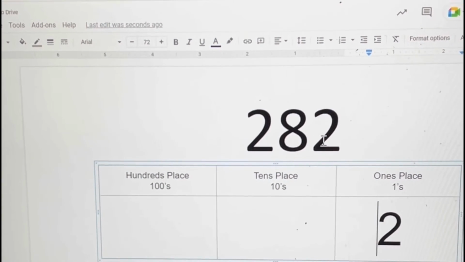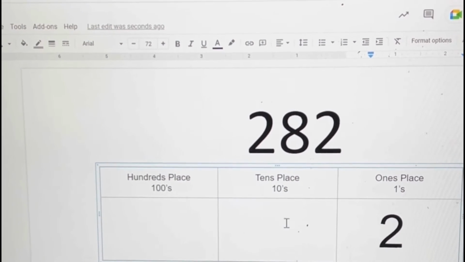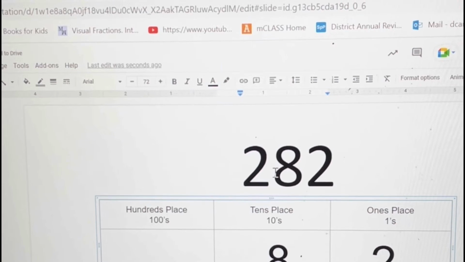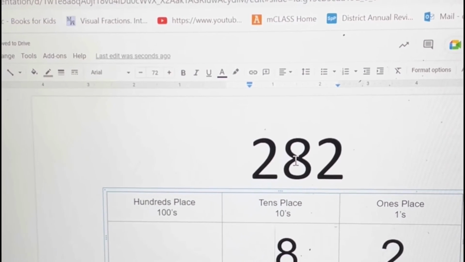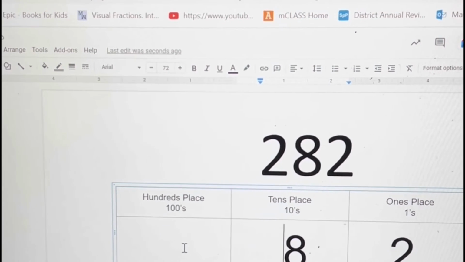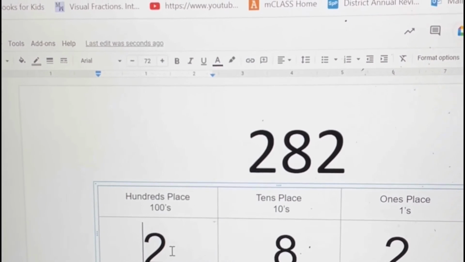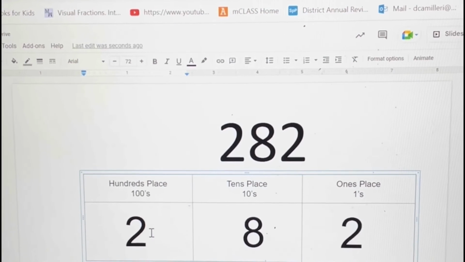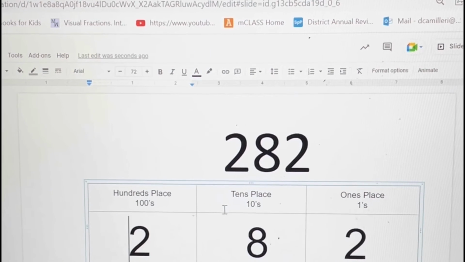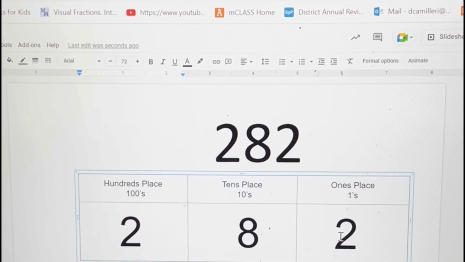So the digit right next to the ones place is the tens place, so right in front of the 2 we have an 8, so there's an 8 in the tens place. And right next to the 8, going left, we have a 2 in the hundreds place, so there's a 2 in the hundreds place. So in the number 282, we have a 2 in the hundreds place, an 8 in the tens place, and a 2 in the ones place. Stay tuned for the visual.